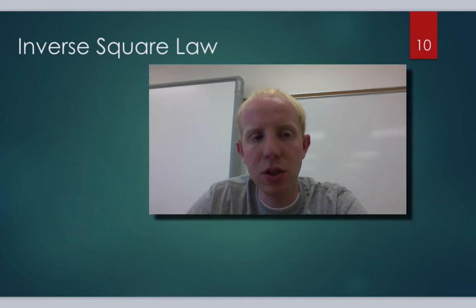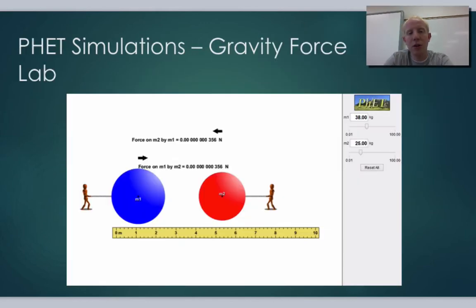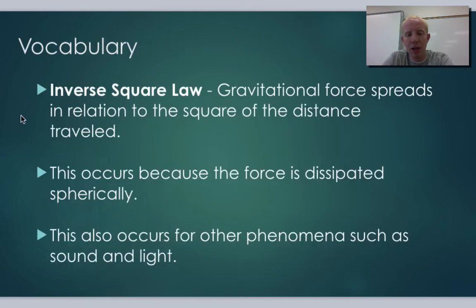So in class, we did a little lab called the gravity force lab where we looked at how the force of gravity between two objects changes depending on the distance between them. And what you should have found is that when you increase this distance, it doesn't just linearly decay, it actually decays by the square of the distance. And this is what is known as the inverse square law. So the inverse square law basically states that gravitational force spreads in relation to the square of the distance.